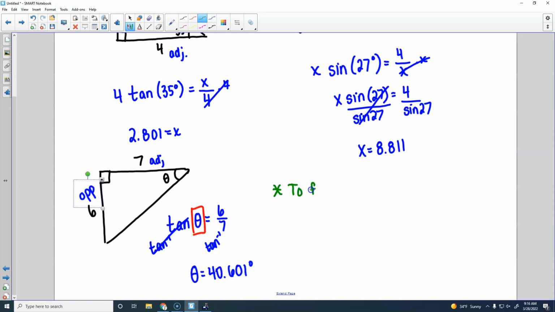So you may want to make yourself a note here. To find an angle, you must use inverse trig.